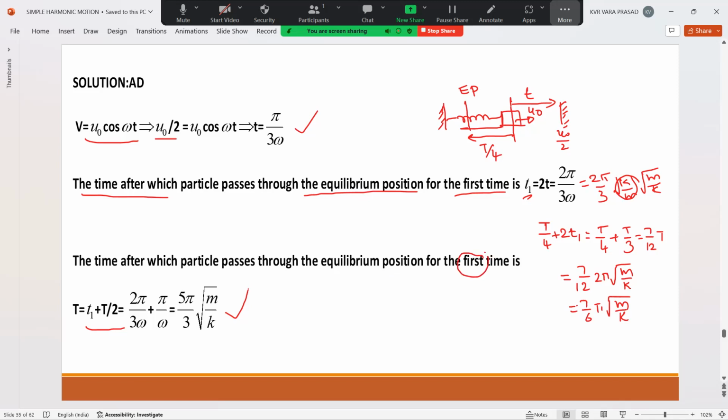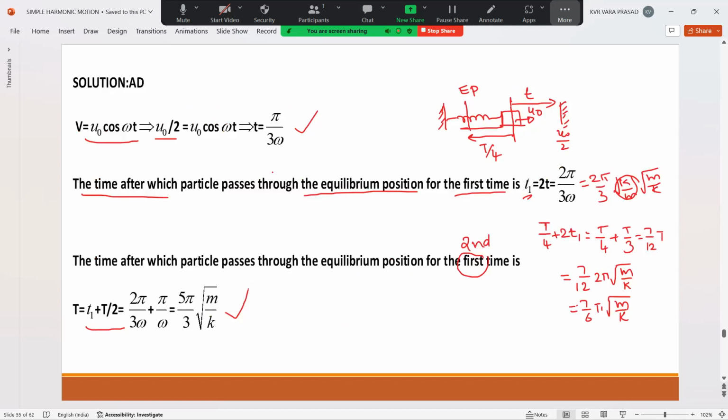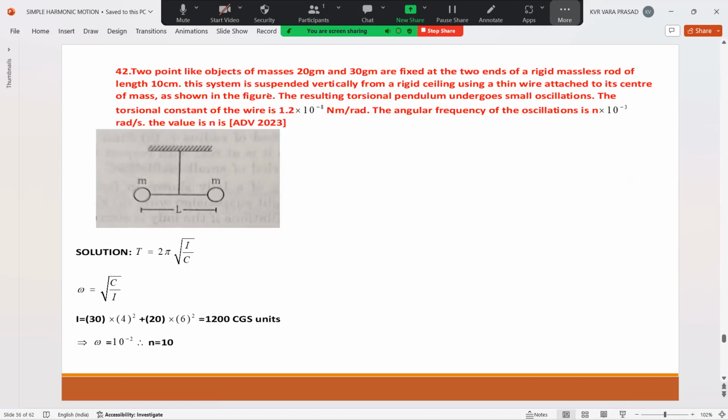I am writing here. This is the second time, not first time. Second time. And see what is the answer given here. Yes, it is matching, right? Pi by 5, pi by 3, root m by k. So option A and option D are matching. So the answer is AD. Okay. Right. Now see the next problem.